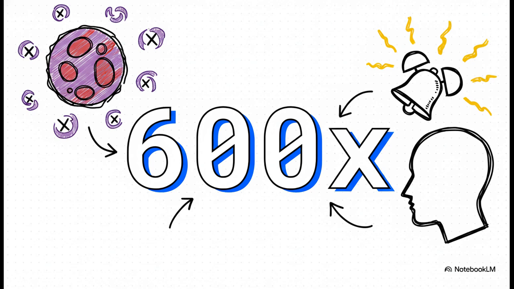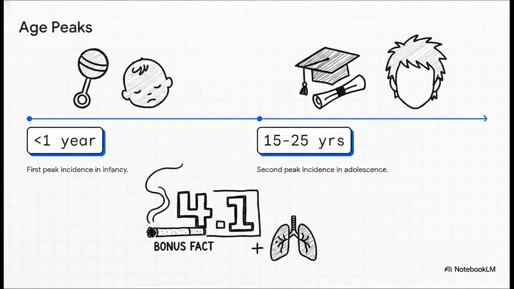in your head immediately. Now, this disease has a really distinct bimodal age distribution. Your first peak incidence hits right in infancy, specifically in that very first year of life. The second peak strikes during adolescence and young adulthood, usually between 15 and 25 years old. And as a quick, high-yield bonus fact, tobacco smoking heavily increases your risk too, with an odds ratio of 4.1 for meningococcal disease.